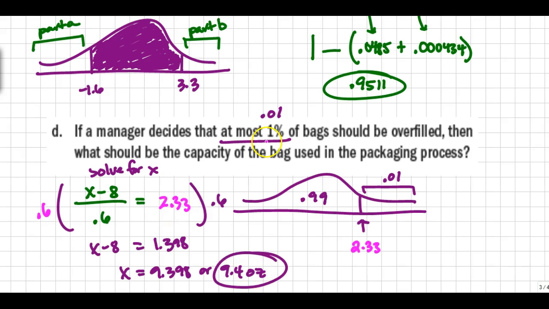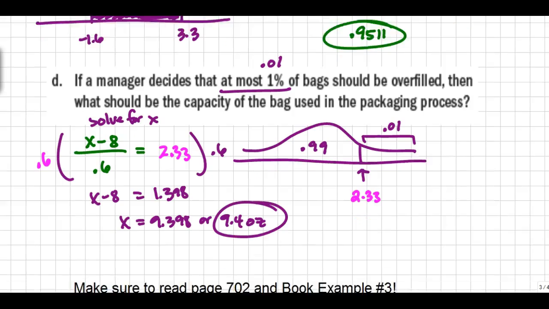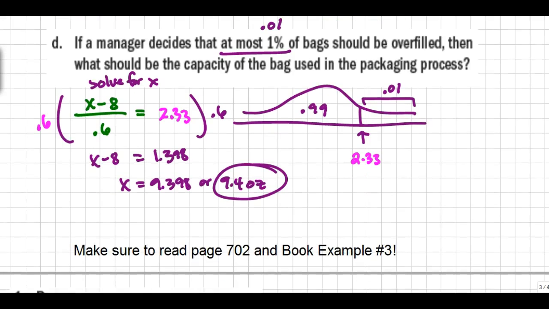So this one's different from the ones we had done earlier because this time you have to find the z-score by going backwards in the chart. Finally, students need to make sure to read page 702 and look at book example number 3.